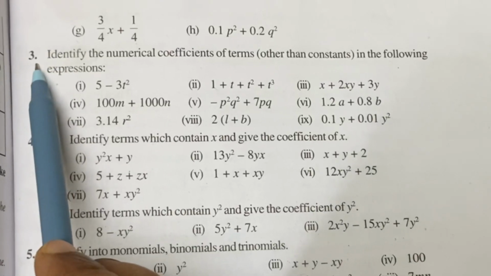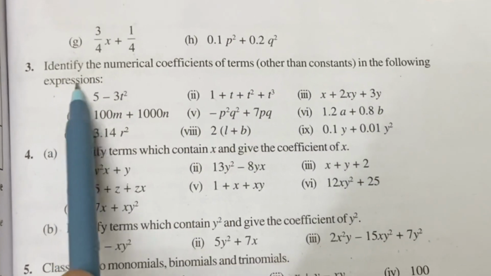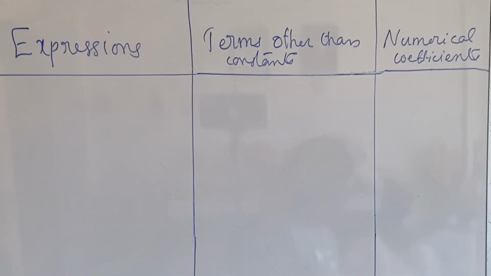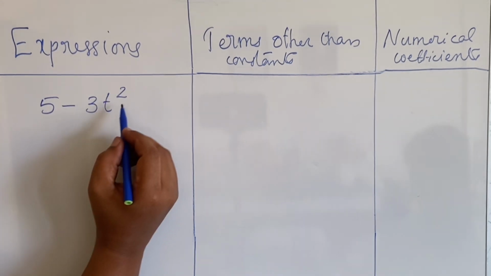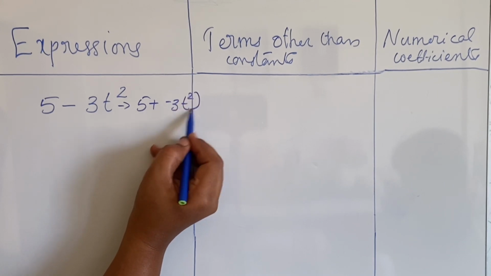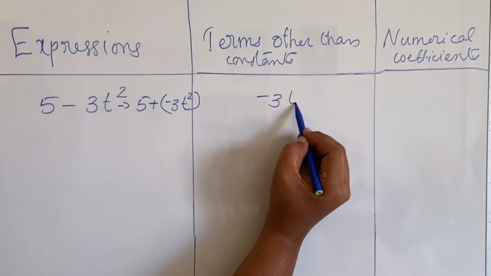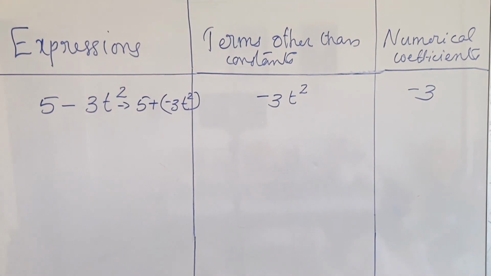Exercise 12.1, third question. Identify the numerical coefficients of terms other than constants in the following expressions. The question is to find out the numerical coefficients of terms other than constants. The first question is 5 minus 3t square. This can be expressed as 5 plus minus 3t squared. Here 5 is the constant term, and so the term other than constant is minus 3t squared. The numerical value here is minus 3, and so the numerical coefficient is minus 3.